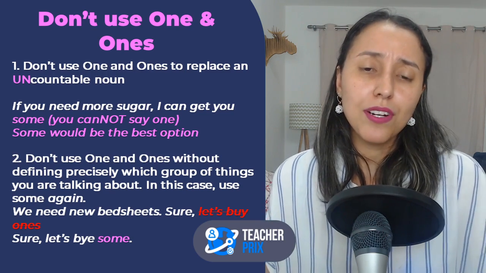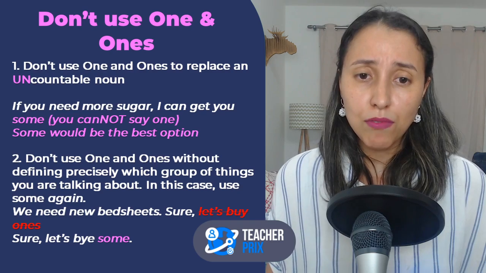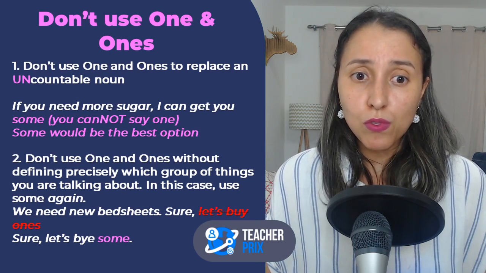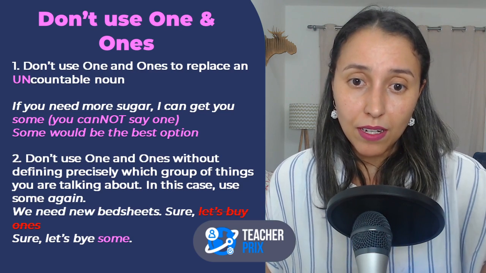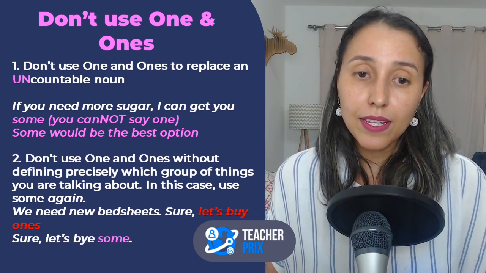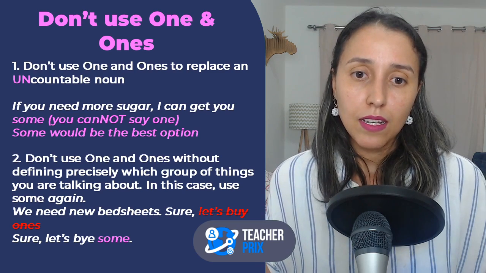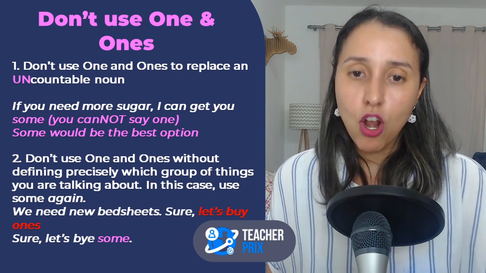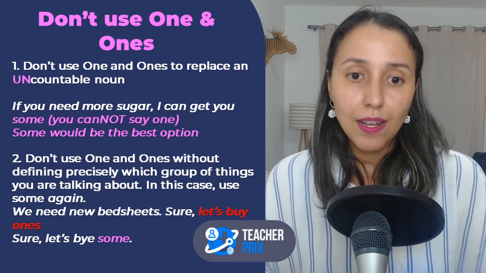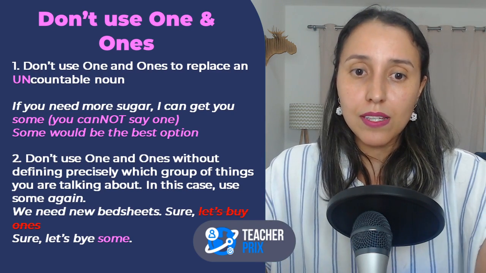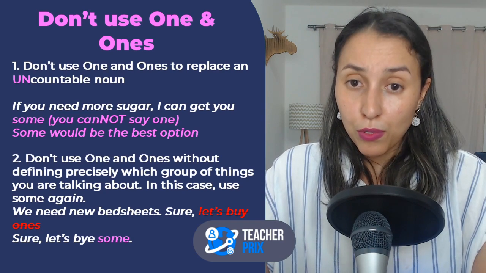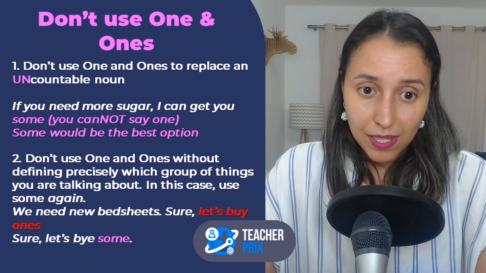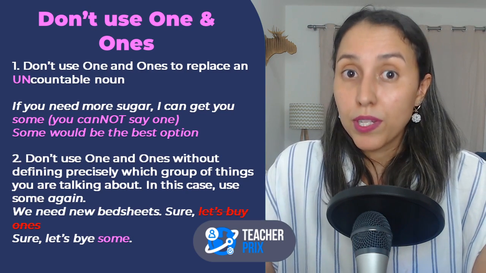But teacher, this is not uncountable, it's countable. Bed sheets, it has a plural form. Why can't I use ones? Because here, let's buy ones, there is nothing specifying the word ones. So because of that, I cannot use one or ones. I could use here, in this case, let's buy some. Okay? So this is very important and you should take this into consideration. Okay? This is a big difference, an important difference.